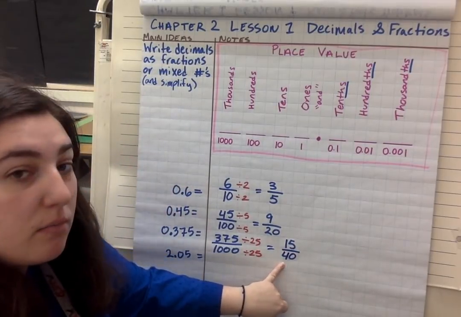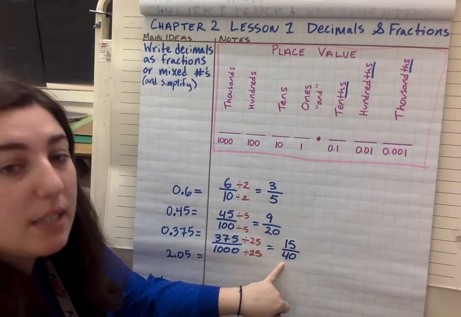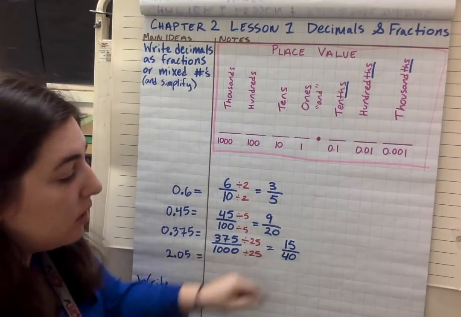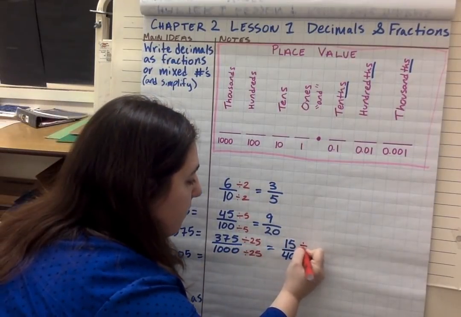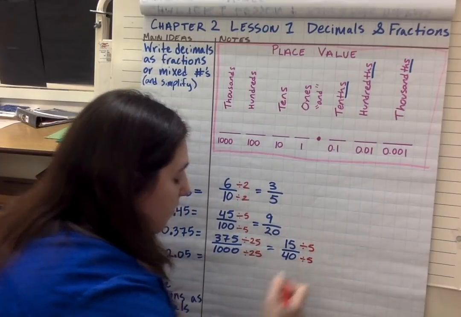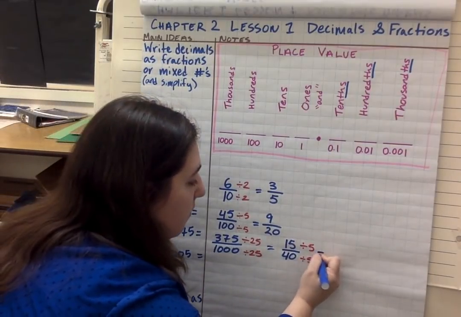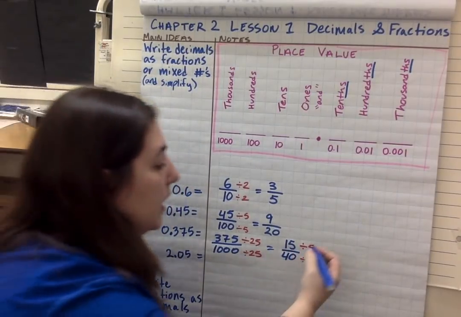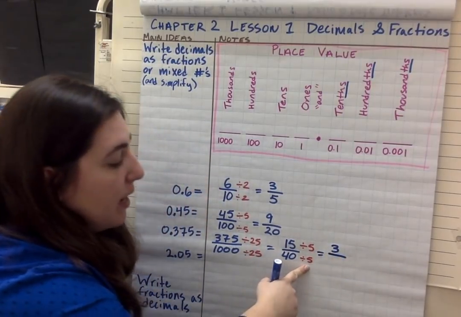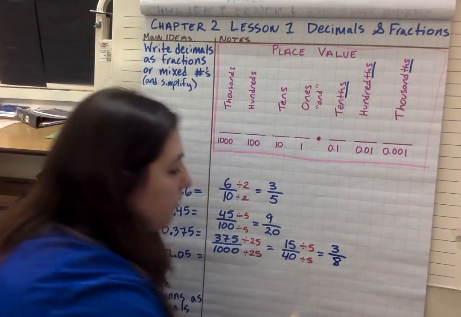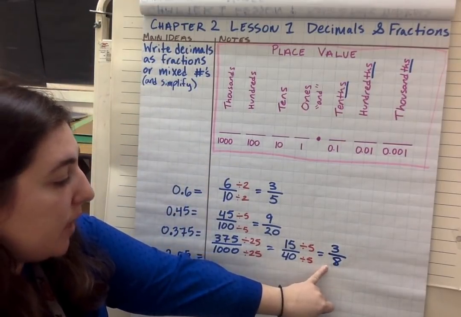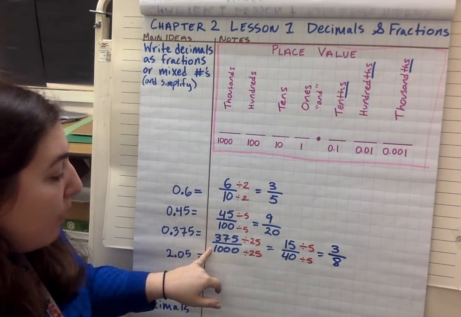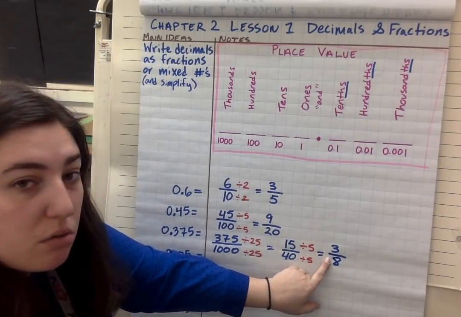Okay, but we're not done. This isn't completely simplified. We can still simplify. Let's divide top and bottom again by 5, because 5 goes into both of these. 15 divided by 5. You can also think of it as how many times does 5 go into 15? How many times does 5 go into 40? Okay, so my answer is 3/8. So 0.375, or 375 thousandths, is the same as 3/8.